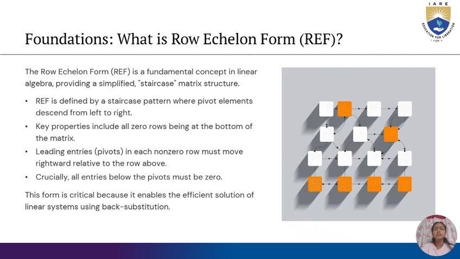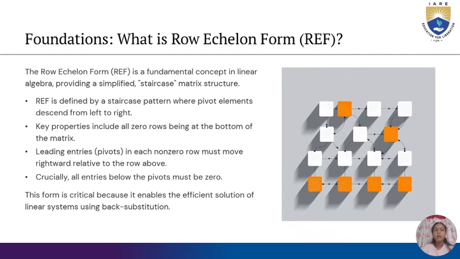Foundations. What is row echelon form? Shortcut is REF. The row echelon form, REF, is a fundamental concept in linear algebra, providing a simplified staircase matrix structure. REF is defined by a staircase pattern where pivot elements descend from left to right.